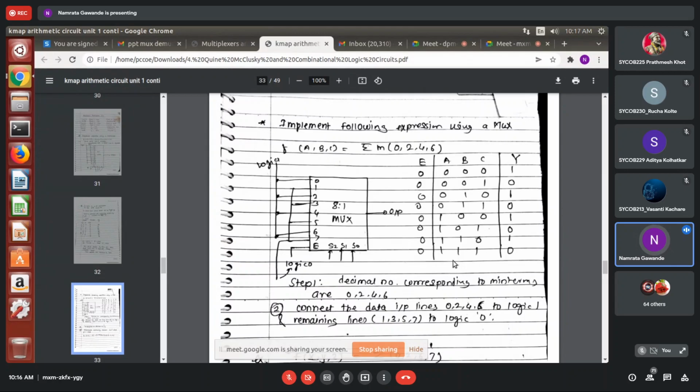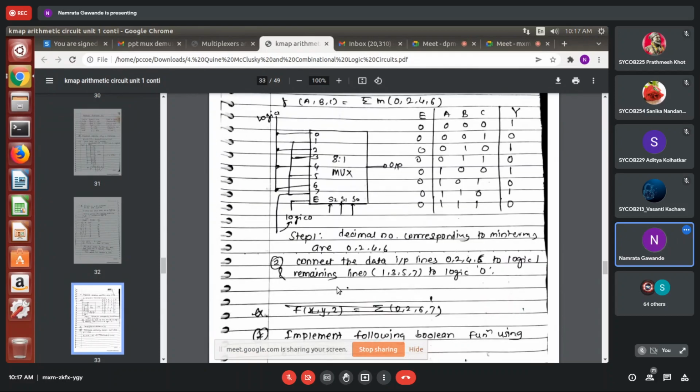How many combinations are there? From 0, 0, 0 to 1, 1, 1. So based on this select line, this output will be generated. If the select line is 0, 0, 0, which data will be selected? Data input 0. For 0, where is it connected? It is connected to logic 1. So the output will be 1. So similarly, here it is given.